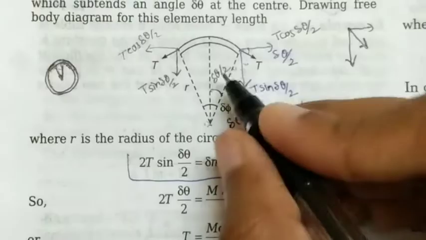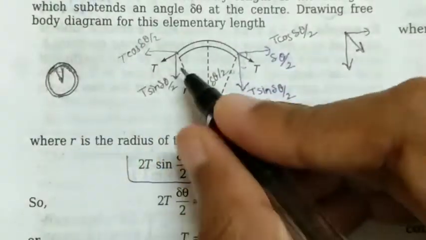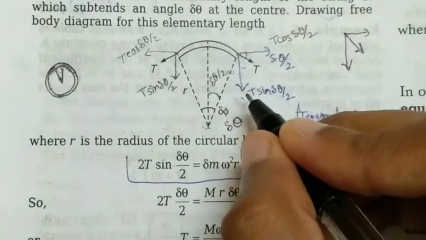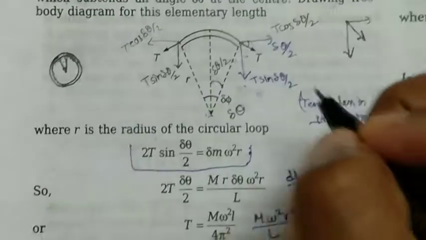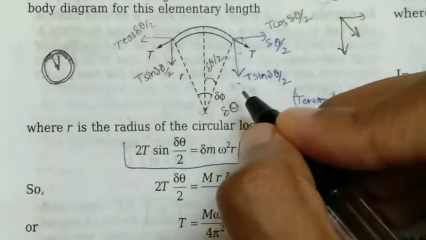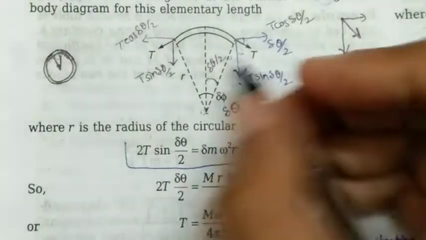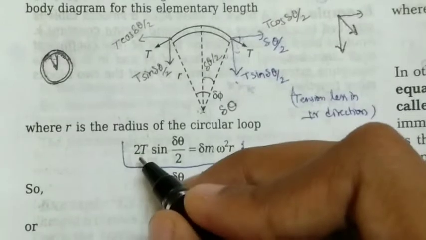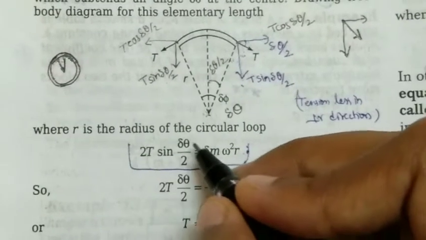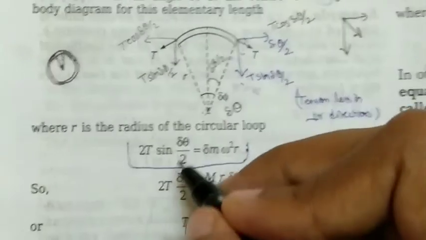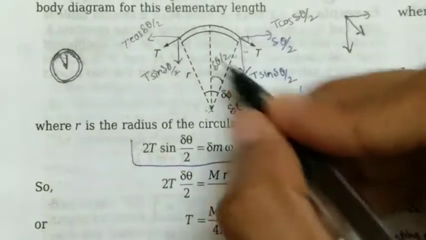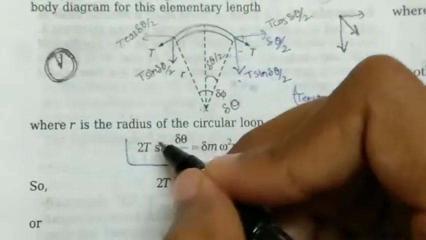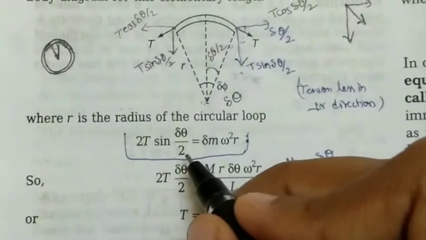So now only these two would be remaining, this one and this T sine delta theta by 2. So overall the net force acting is equal to this one plus this one added together, we will get 2T sine delta theta by 2. So these two forces would get added, that is anyway 2T sine delta theta by 2.